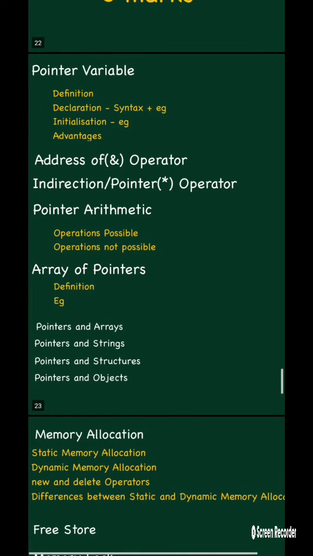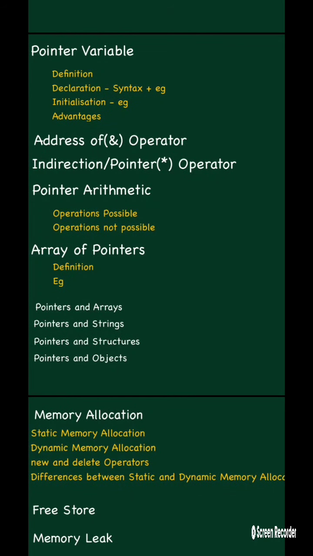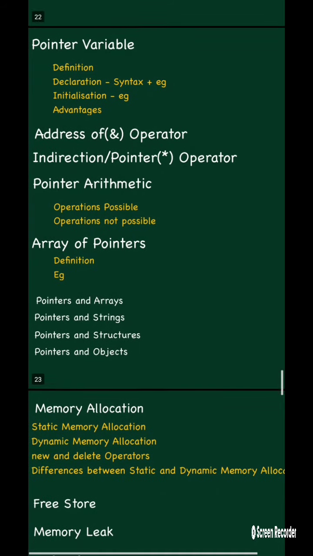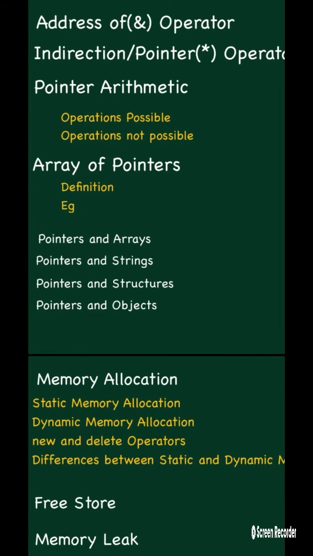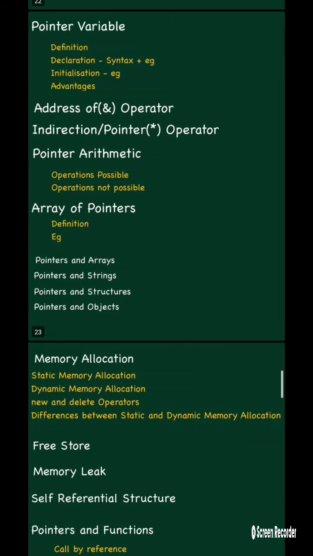And array of pointers. There you have to learn the definition along with an example. This array of pointers is a very, very important question for 1 mark. What is an array of pointers, which operator is also known as the address of operator, and which operator is used for pointer declaration? So there you have to be careful. Then next is pointers and arrays. That means how pointers act as an array, how pointers act as a string, and how pointers act as a structure, like objects. So these 4 concepts are also very, very important.